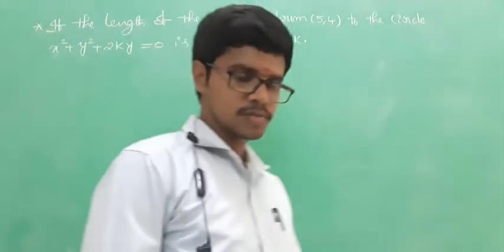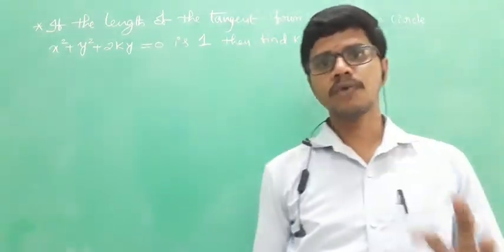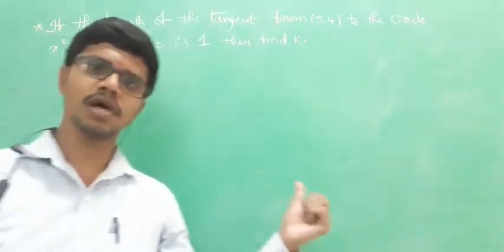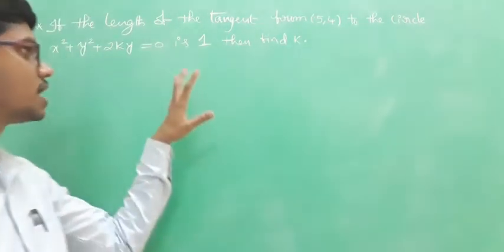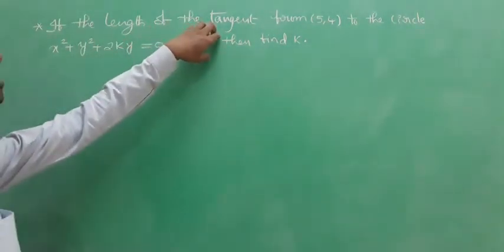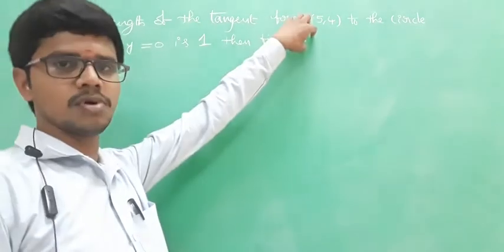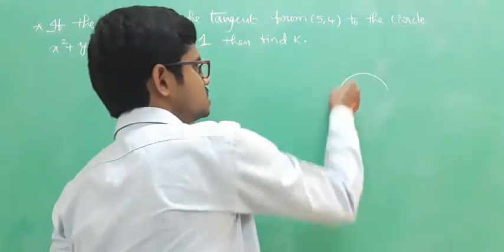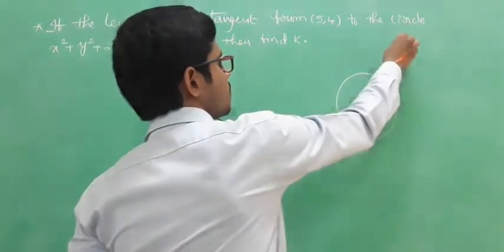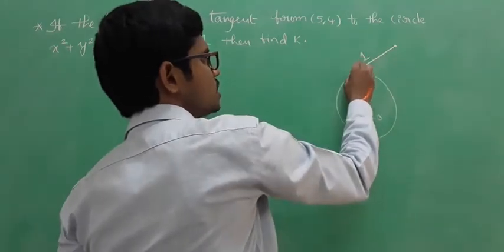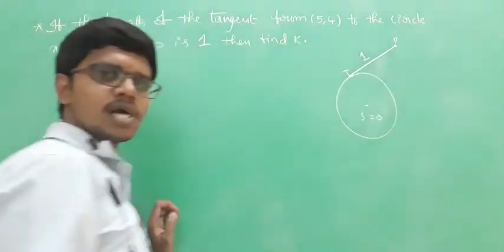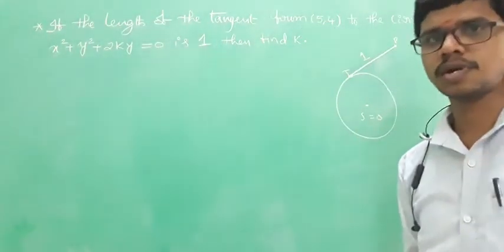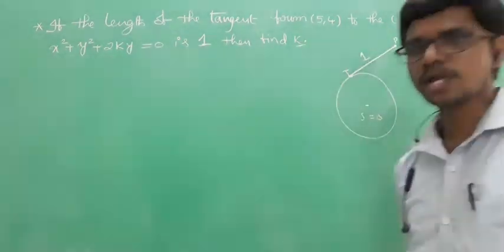See students, in the previous problem we found the length of the tangent from the point to the circle, but here it has already been given what the length of the tangent is. The length of the tangent is 1. Find the value of the constant k. The length of the tangent from the point to the circle is 1 unit. That means the square root of S11 is 1. Now we have to find the value of k. Let us see how to solve this.